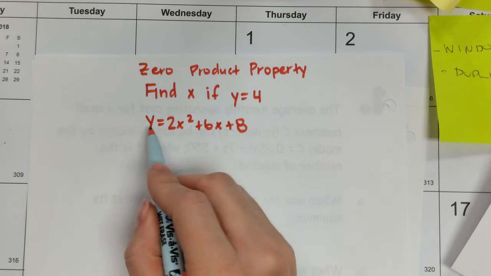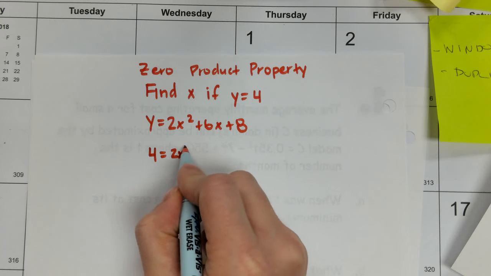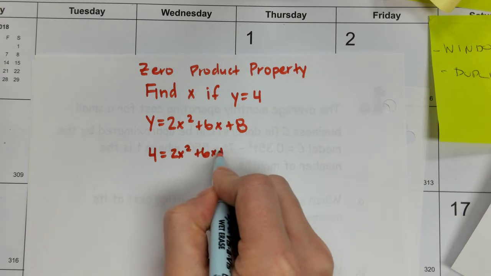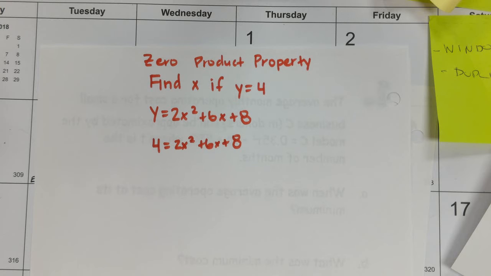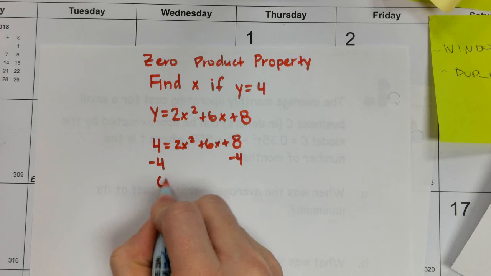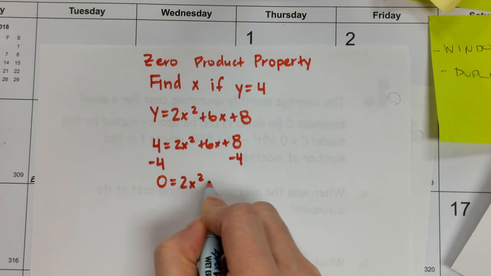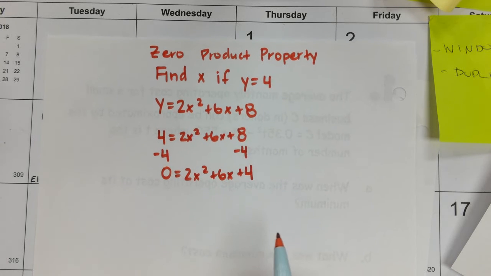So same first step, I got to plug in the y. This one I have to have it equal to 0 first. So I'm going to subtract 4 on both sides, and then I have my 2x squared plus 6x plus 4.